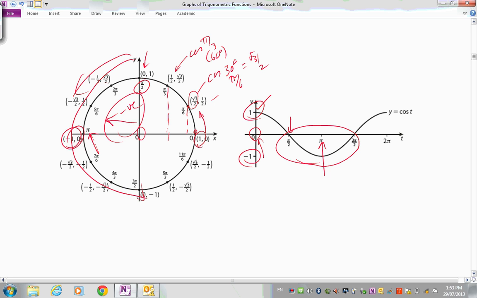And then, of course, it comes back to 3 pi over 2. We've gone around to here, the x value is 0 there. And then we finish off when we're back at 2 pi, the x value is 1. And that's going to be periodic as well. The same period of 2 pi. Period is equal to 2 pi there.